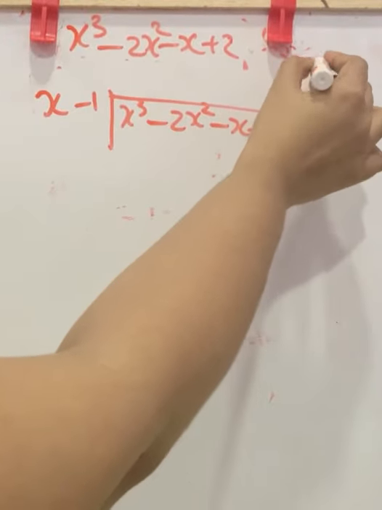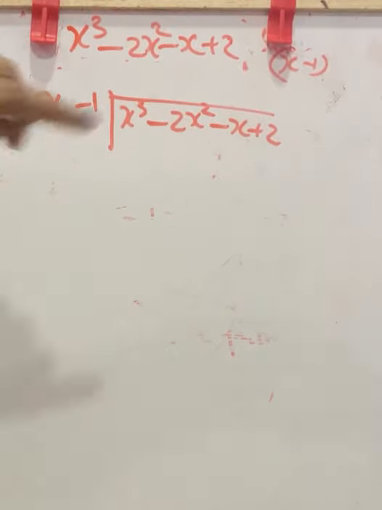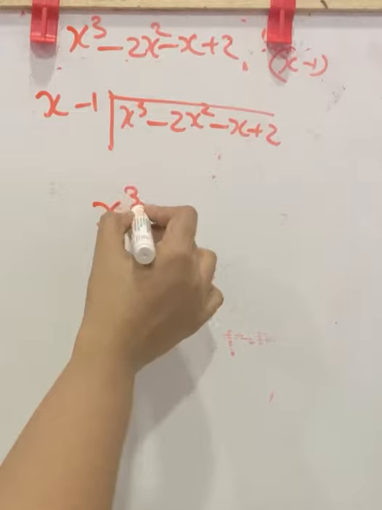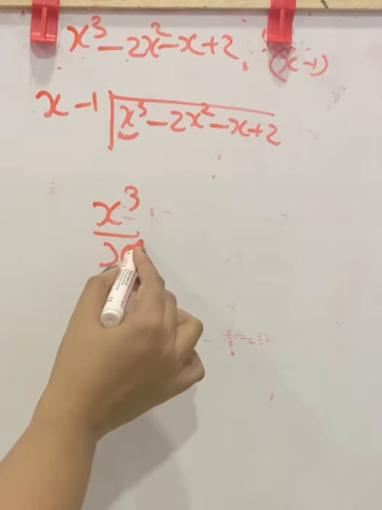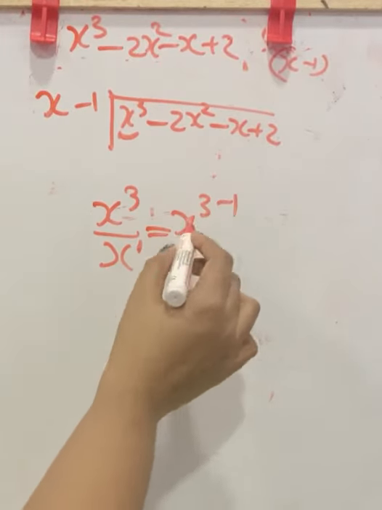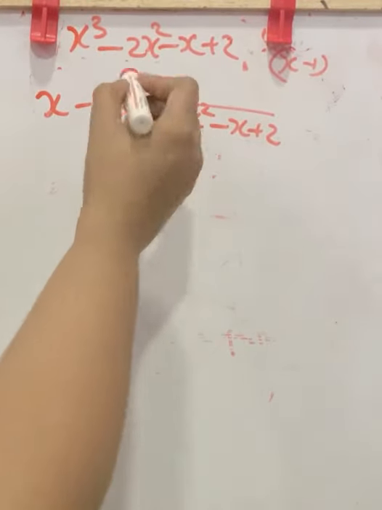Already we got x minus 1 is a factor. We want to get the other two factors. For that we are dividing this. Now in division, to get the first term of the quotient, you have to divide the first term of the dividend by this divisor. Divisor x means x raised to 1. That is x raised to 3 minus 1. That is x square. Here in the quotient it will be x square.